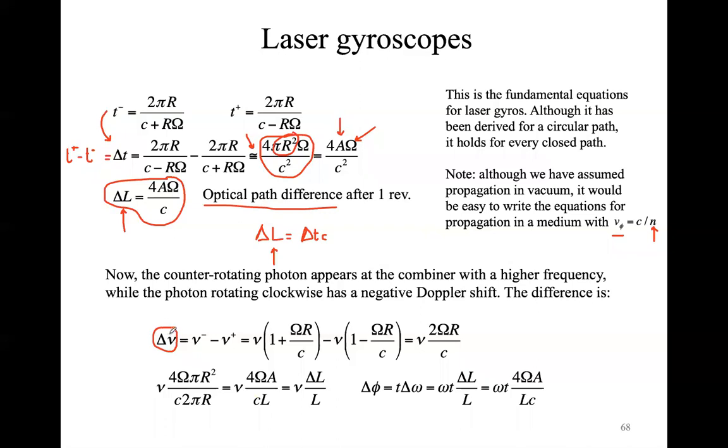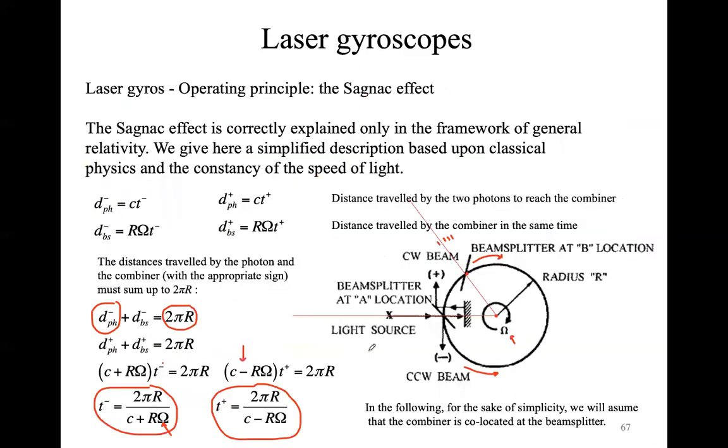As we said, the delta frequency is given by the difference of the Doppler shift, given by the fact that the beam is moving towards the detector for the anti-clockwise beam and moving away for the clockwise beam. So you have nu minus minus nu plus. This is the expression of the Doppler shift. You have a minus here because, as I said, you are seeing a negative frequency shift for the one that is moving away.